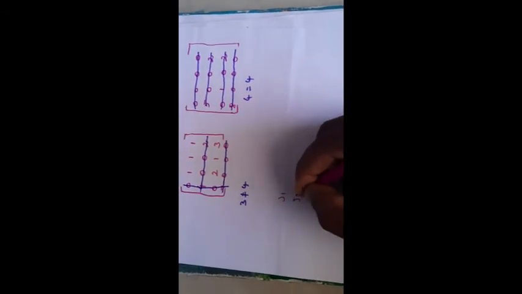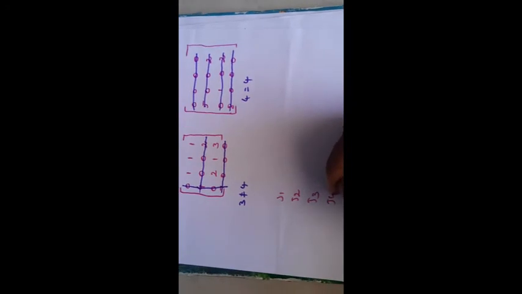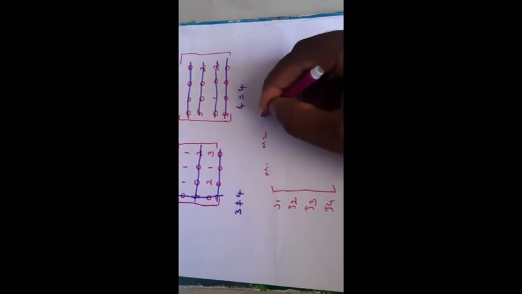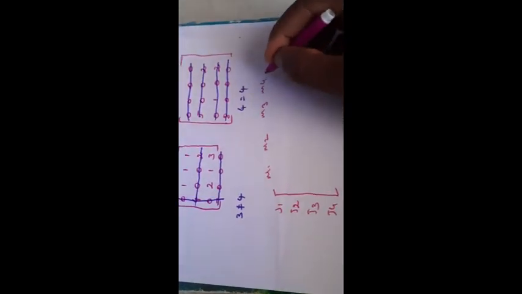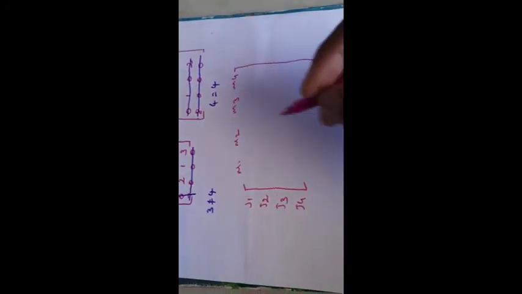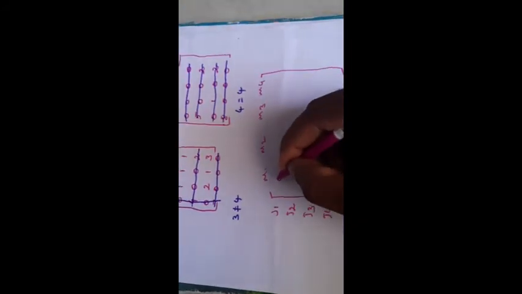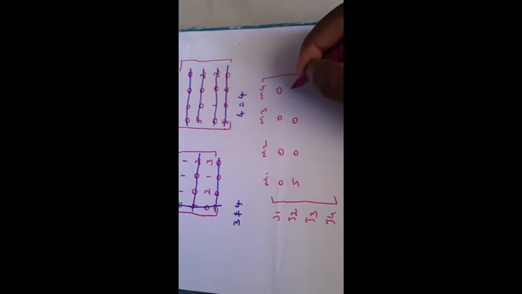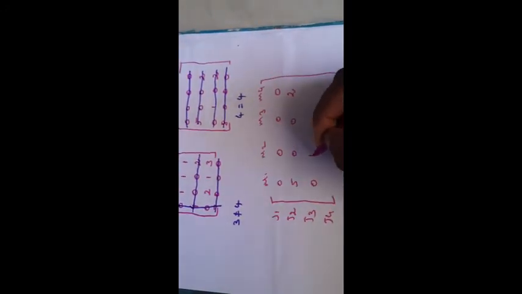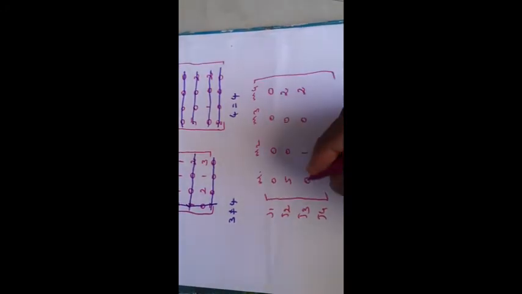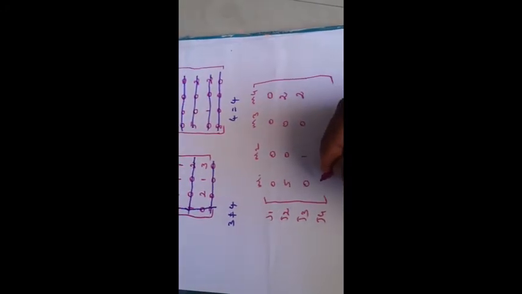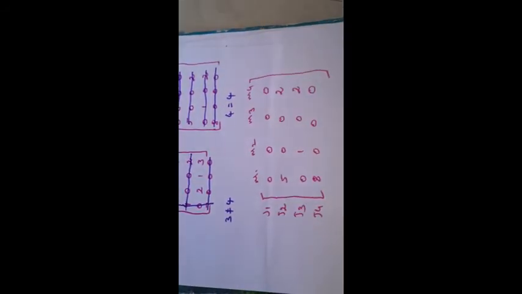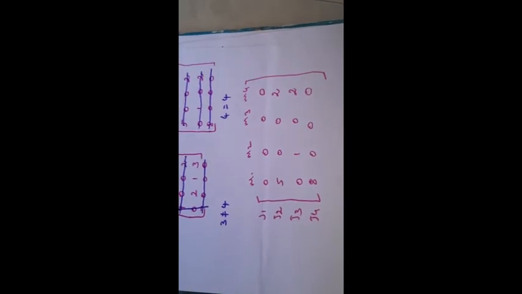J1, J2, J3, J4, M1, M2, M3, M4. So 0, 0, 0, 0, 5 0 0 2, 0 1 0 2. Next 8 0 0 0. Now we are going to start the allocation.